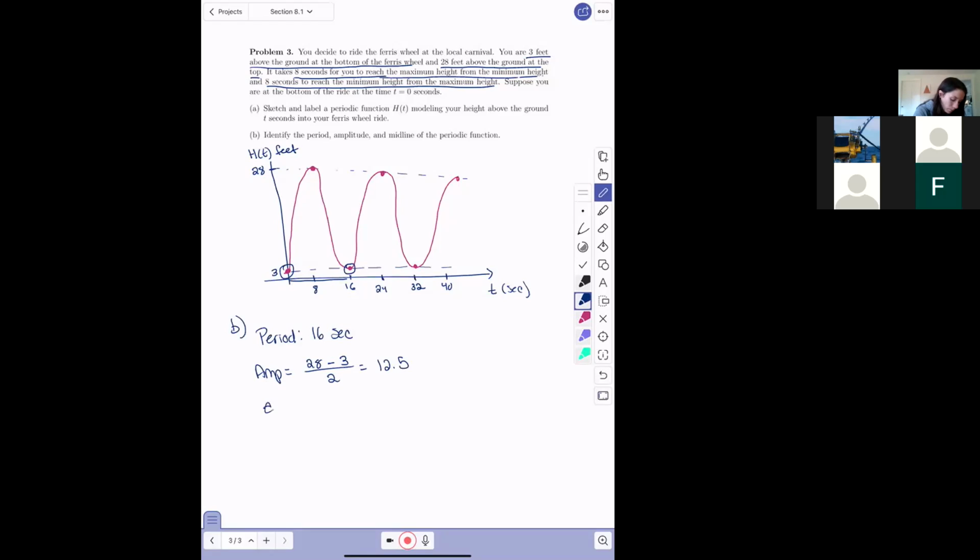Our equilibrium is 28 plus 3 divided by 2, which is 31 divided by 2, which is 15.5. So our midline is y equals 15.5. Our midline is, let's say, about here. And so that means that the amplitude is 12.5 feet and 12.5 feet. All right, any questions on any of this?